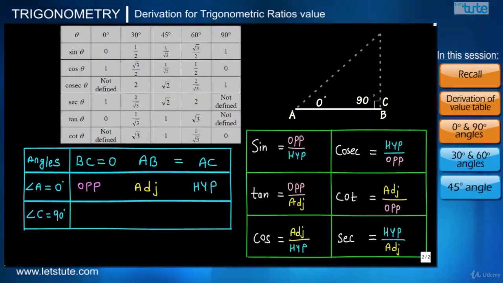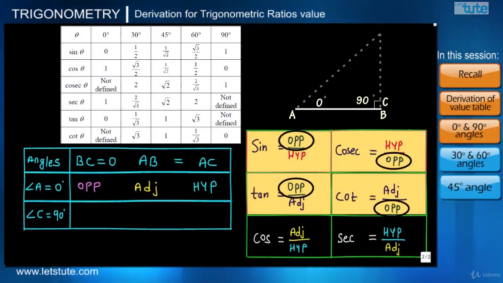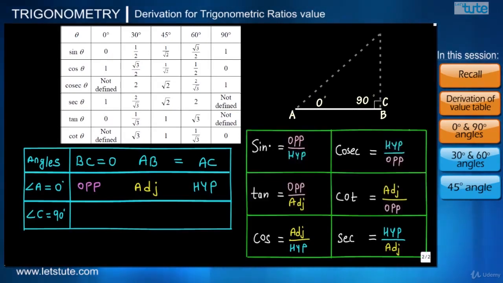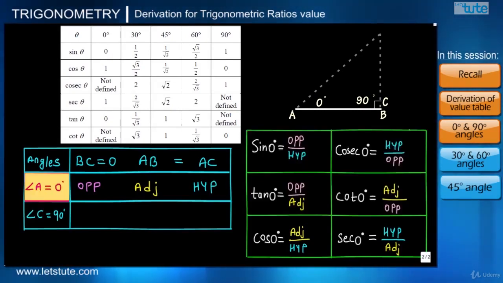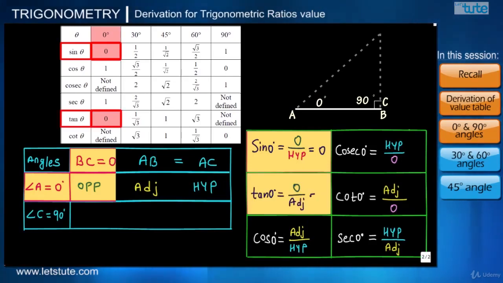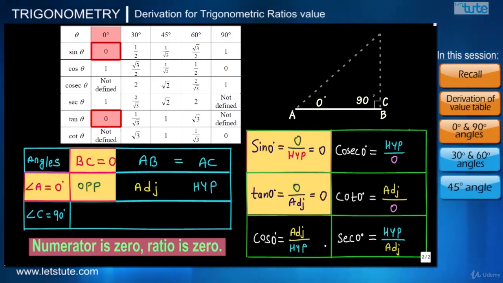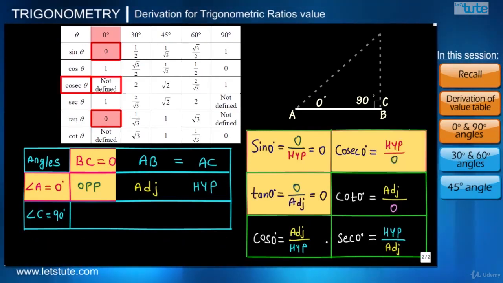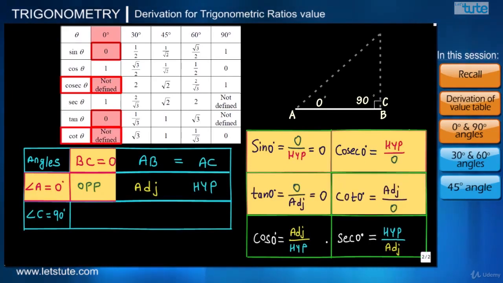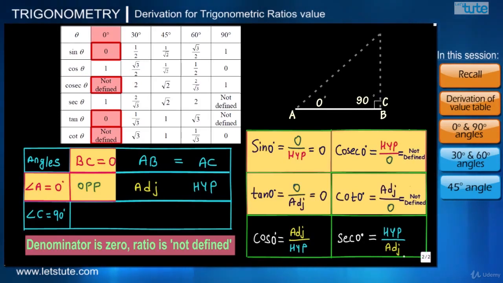Now look at these trigonometric ratios. We can see that sine, cosec, tan and cot deal with the opposite side. And just now we have seen that when angle A is 0, its opposite side is 0. And thus we have the value of sine 0 and tan 0 as 0. Because if the numerator is 0, the ratio itself is 0. And we say cosec 0 and cot 0 are not defined, because if the denominator is 0, the value of the ratio cannot be defined.